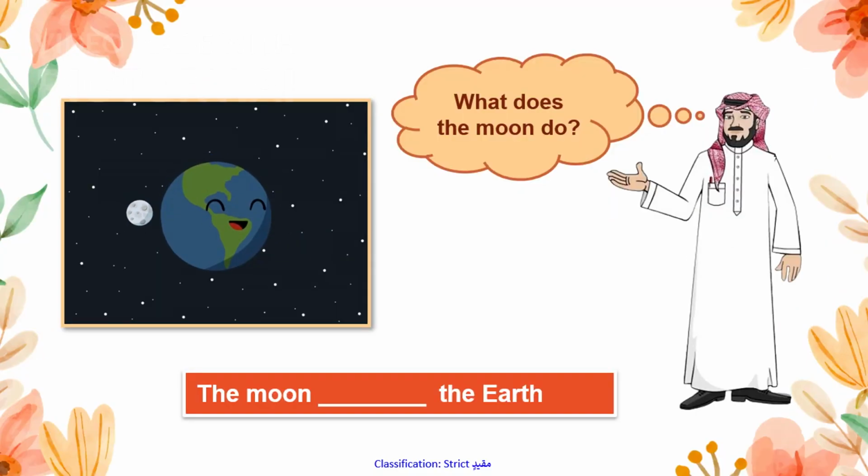The moon orbits the earth, a perfect example of a permanent action described by the present simple. This sentence captures the timeless nature of celestial movements.